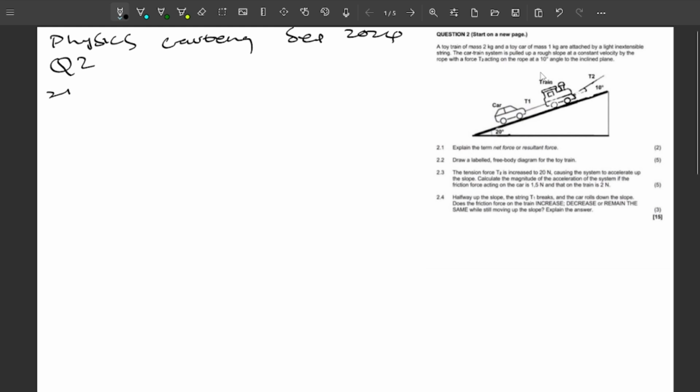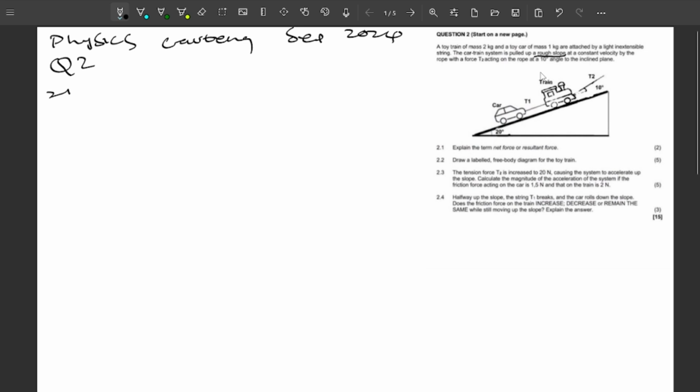The question statement says a toy train of mass 2 kilogram and a toy car of mass 1 kilogram are attached by a light inextensible string. The car-train system is pulled up a rough slope. This is an important keyword I usually tell my students: underline rough, because if they say it's a rough slope, this means that there's friction. It is pulled up the slope at a constant velocity by the rope, with a force T2 acting on the rope at a 10-degree angle to the inclined plane. Alright, we have read the statement and now we are good to go.